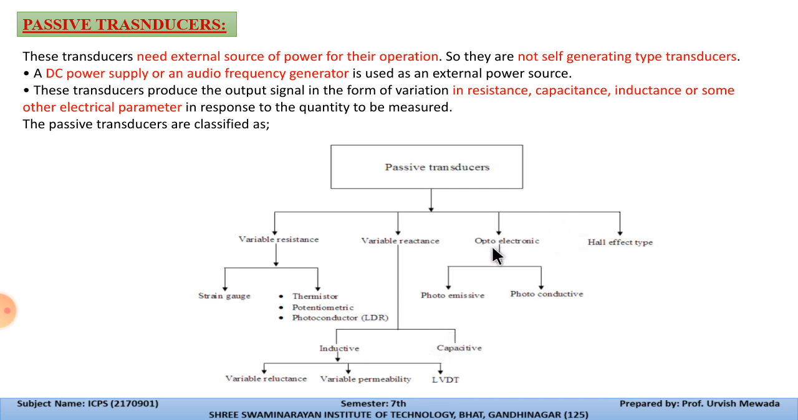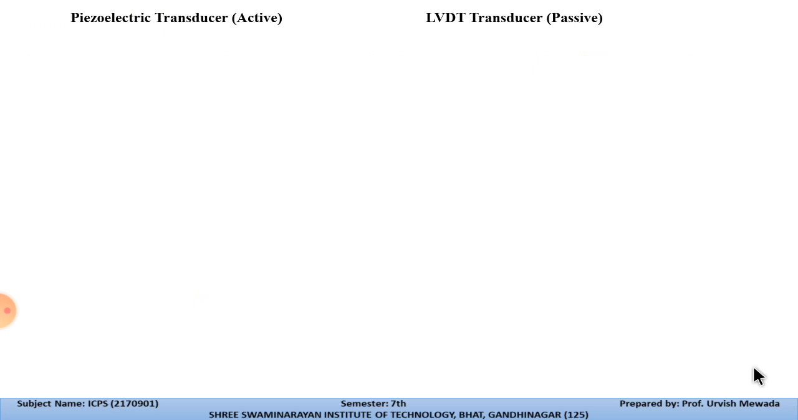Then the next point in the passive transducer is optoelectric. So it is related with light. Photo cell and photo emissive devices we use to measure the physical quantities. And another transducer we can use is the Hall effect transducer. So these are the passive transducers. We will discuss all the transducers in detail in the next chapters. So no need to worry about the working principle of all the transducers. You just have to give a brief idea of each and every transducer when such kind of questions are asked in the exam.